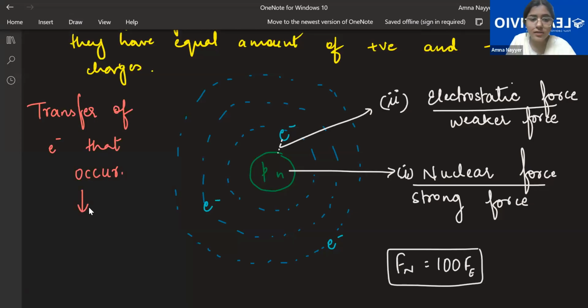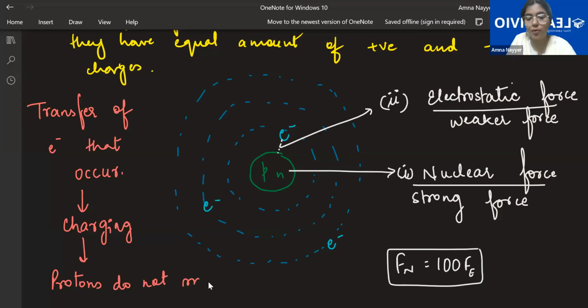And this whole process is known as charging. Not the charging that we do in current electricity. Charging means transfer of electrons. Electrons are getting moved, okay? And remember this properly, that protons do not move. Don't think that the protons move. Protons do not move, electrons move.